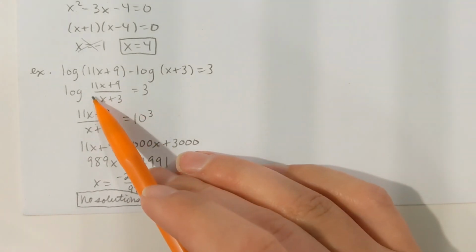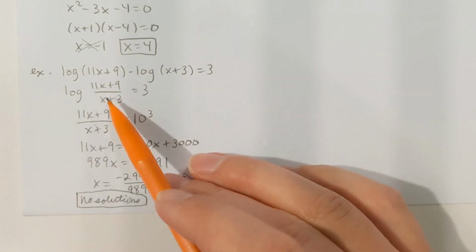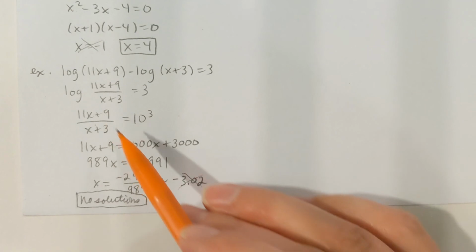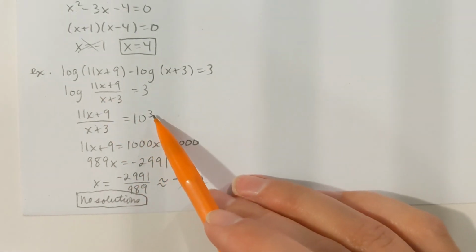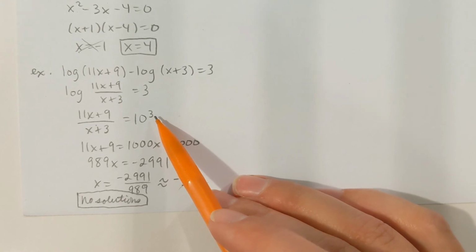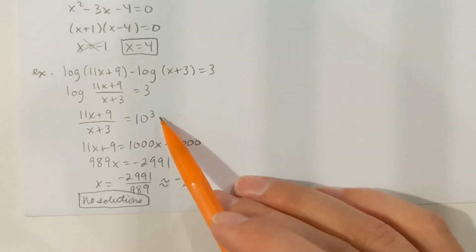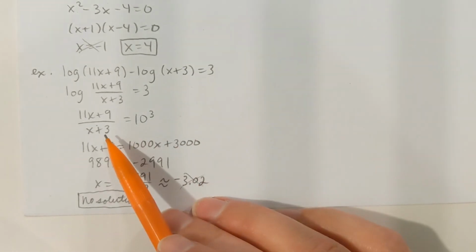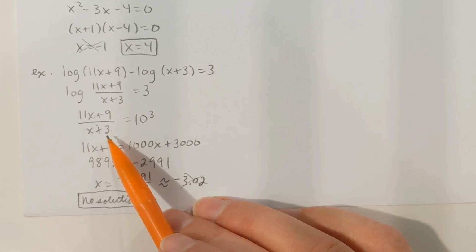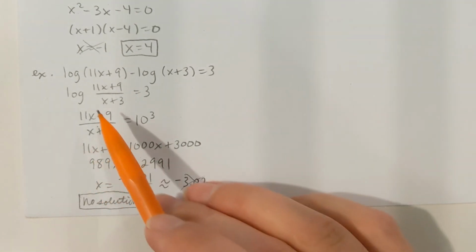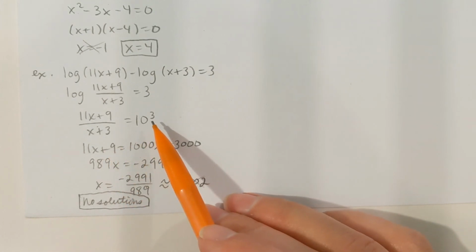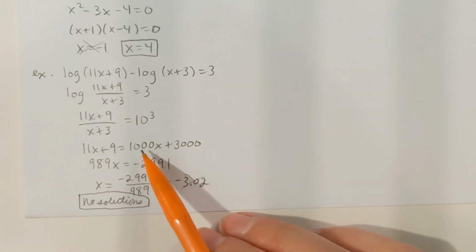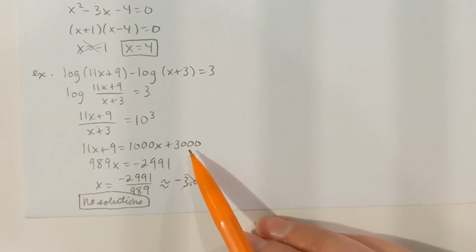Again, it's base 10, so (11x plus 9) over (x plus 3), that's going to be all alone in the exponential. 10 is the base, 3 is my y value, so I'll have 10 cubed, or 1,000, on the right. So the next thing, if you multiply both sides by x plus 3, you'll get rid of the fractional form that's on the left there. 1,000 times x plus 3, when you distribute, would be 1,000x plus 3,000.